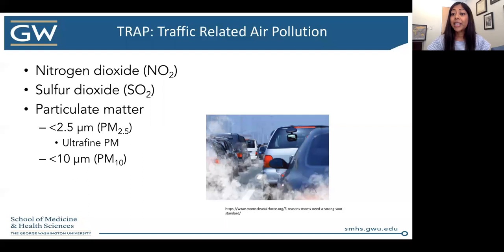Nitrogen dioxide, which is increasingly being recognized as an important indoor and outdoor pollutant generated by automobiles, has been shown to reduce lung function. One study showed that for every 10 parts per billion increase in classroom nitrogen dioxide concentrations, there was a 5% reduction in the FEV1-FVC ratio. Similarly, sulfur dioxide exposure has also been linked to reduced lung function and an increased rate of asthma-related emergency department visits. Next slide, please.